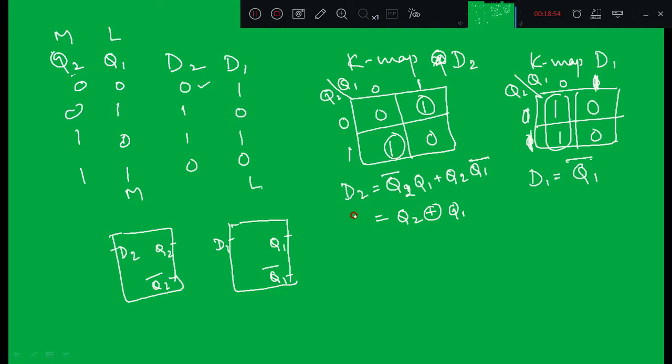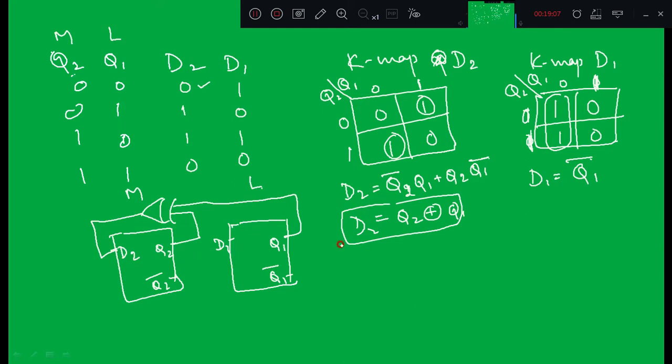So what is D2 here according to this Boolean expression? D2 is Q2 XOR Q1. So take Q2, XOR it with Q1, and that output goes to D2, right? And what is the expression for D1? It is Q1 bar. Q1 bar is readily available, no need to use an inverter, I can directly connect Q1 bar to D1, right? So now this is the final design.